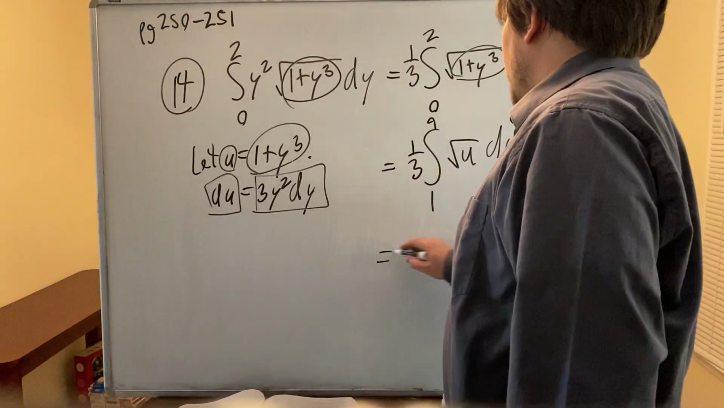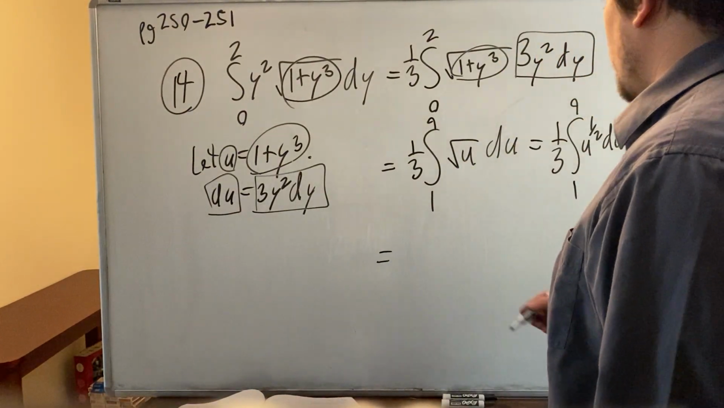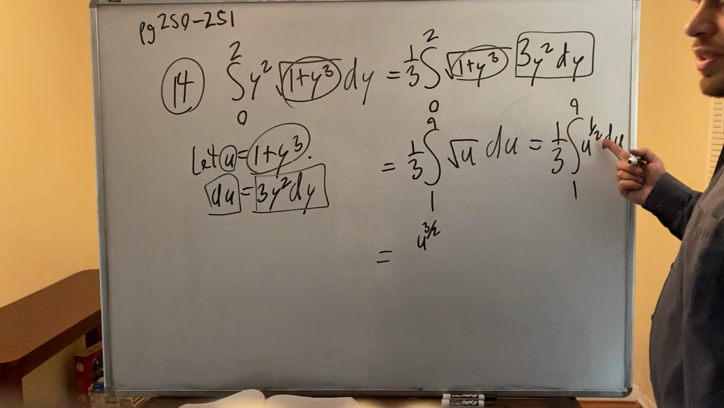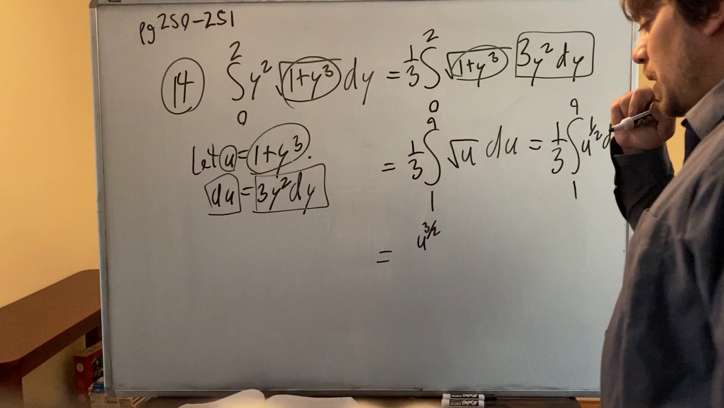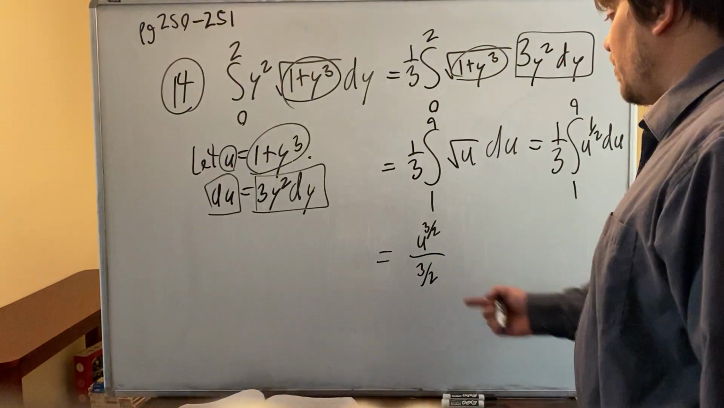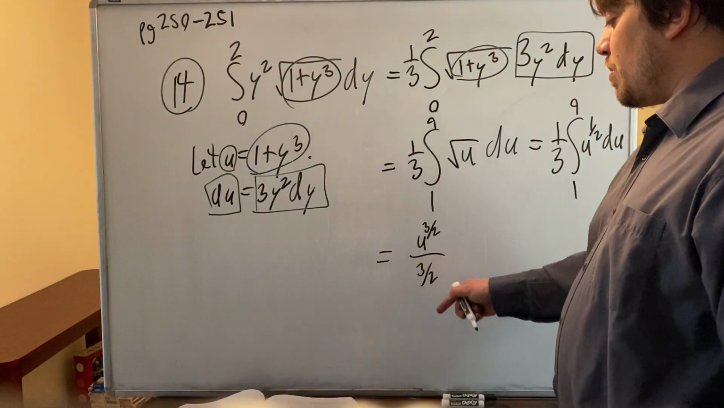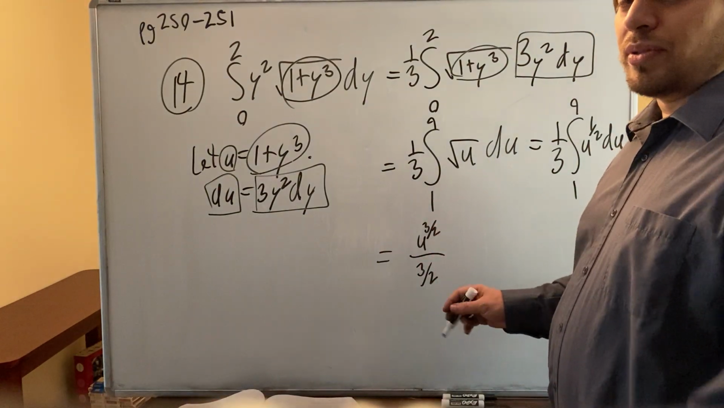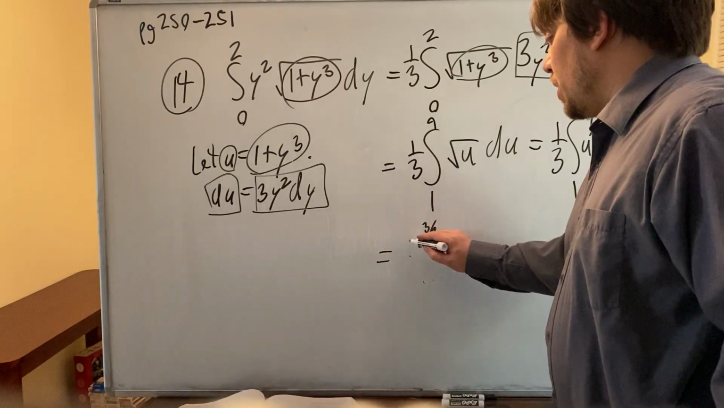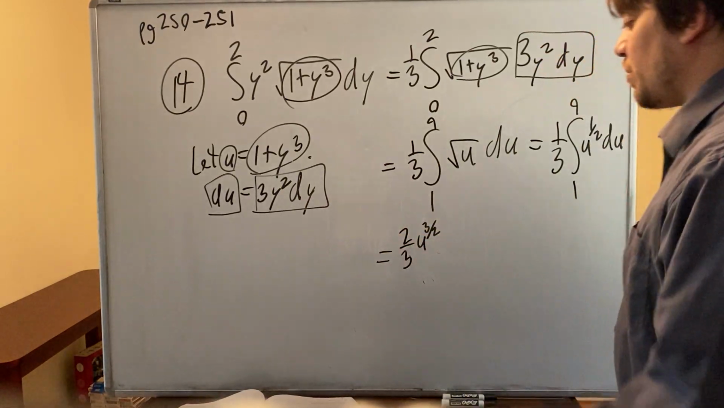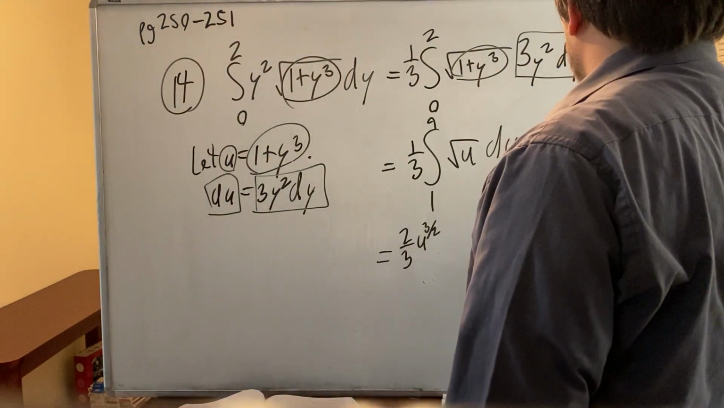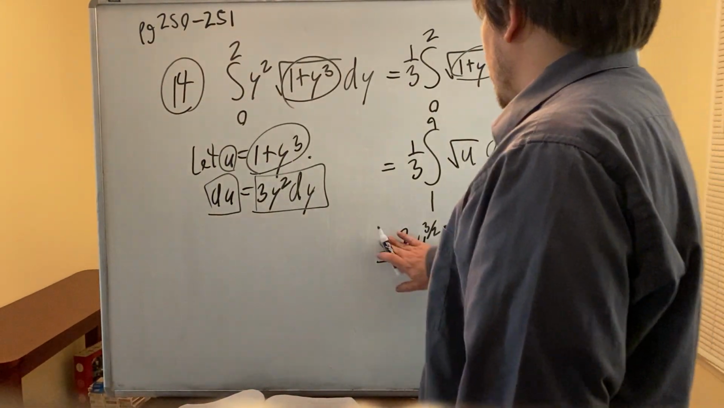Okay? Well, now this is equal to, what's an antiderivative of u to the 1/2? It's u to the 3/2, adding 1 to the exponent here. 1/2 plus 1 is 3/2. Then dividing by the new exponent, 3/2. But dividing by a fraction is the same as multiplying by its reciprocal. And so dividing by 3/2 is the same as multiplying by 2/3. And so an antiderivative is 2/3 u to 3/2. Okay, that's an antiderivative of u to the 1/2.